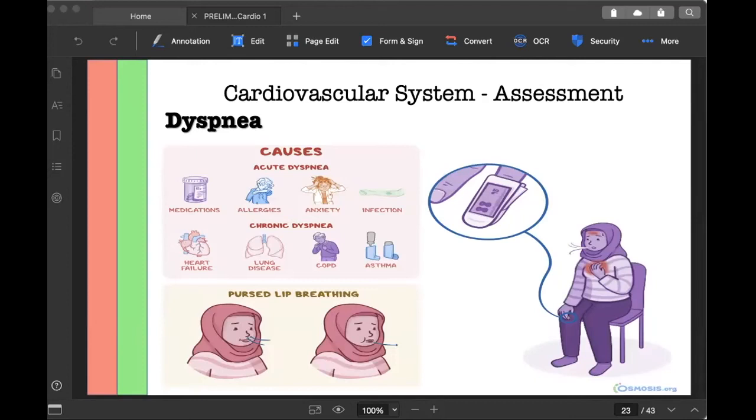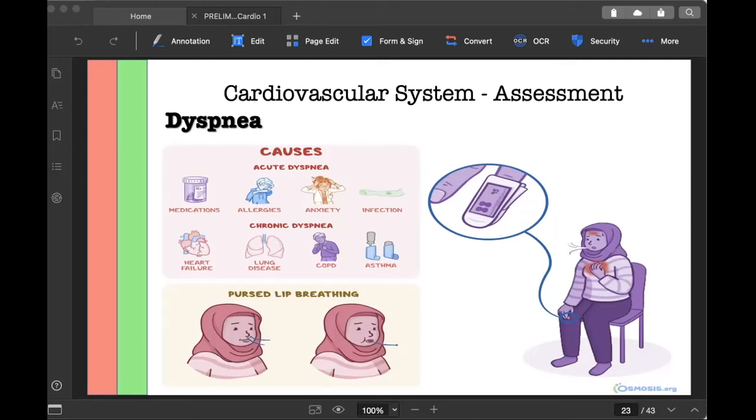Okay, the causes for this one, of course, are like medication, allergies. If you took a medicine or ate something that is not good for you, and sometimes it will lead to dyspnea. Another common cause nowadays, especially during the times of the pandemic, is your anxiety.